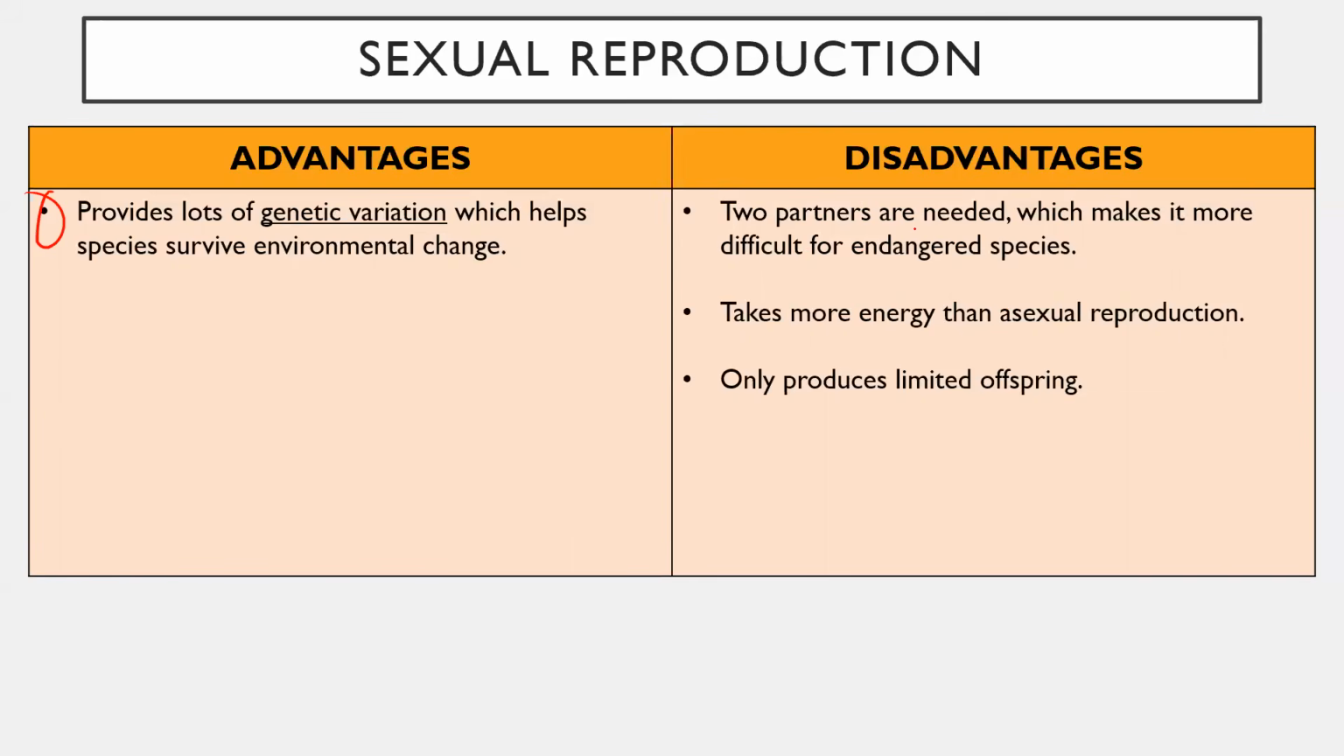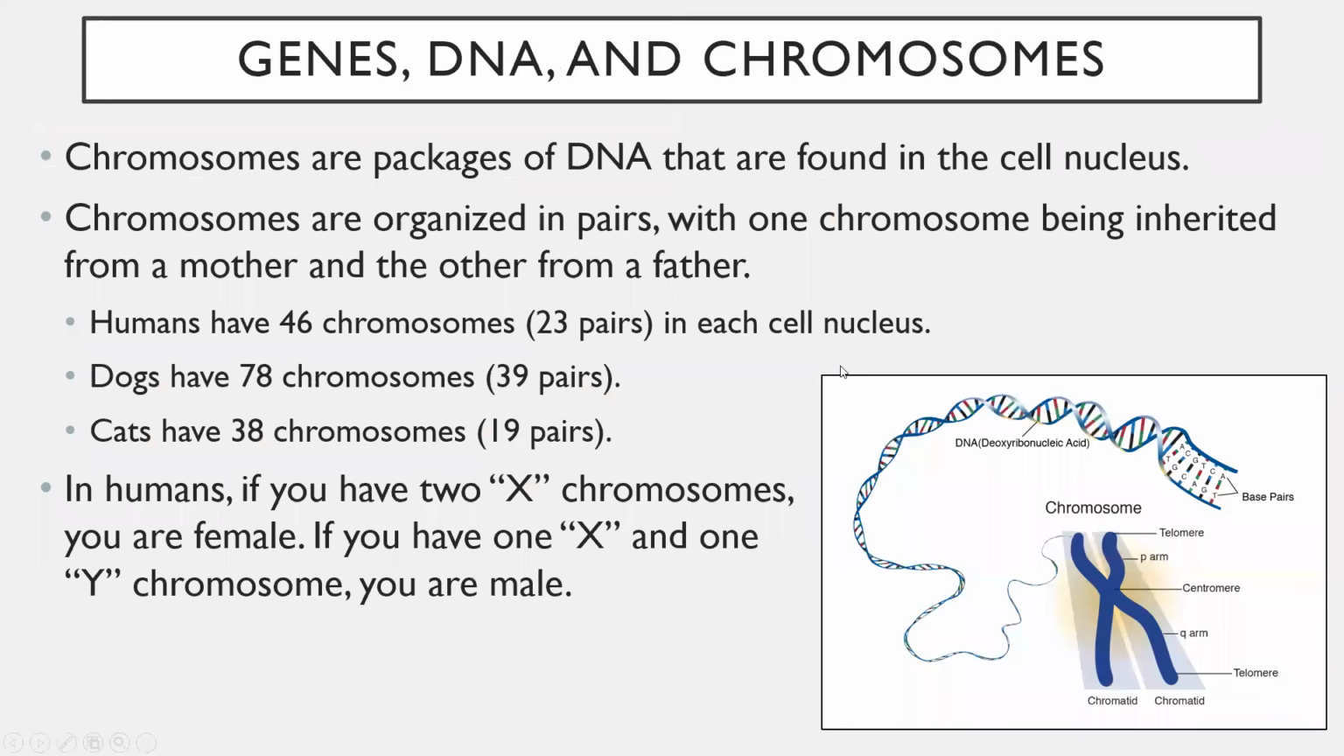Now, some disadvantages, of course, are that 2 partners are needed, which makes it more difficult for endangered species. It's not a big deal for species where there's tons of members of the population, but for endangered species, that can make it quite challenging. It takes more energy, right? There's more energy involved, especially because there are specialized cells that have to be produced, and it only produces limited offspring, generally speaking. Certain species, you can disagree, would have hundreds of offspring through this, but generally speaking, it's just a limited amount that gets formed.